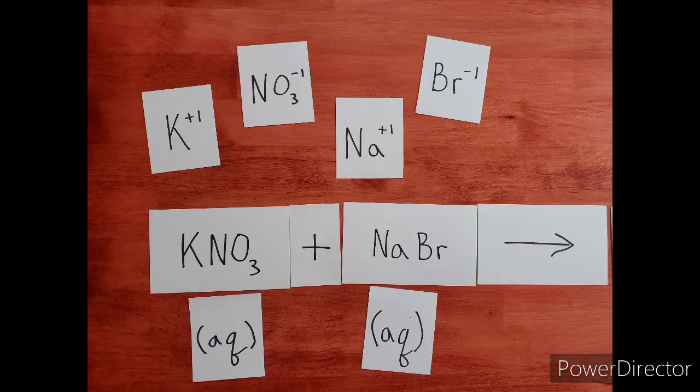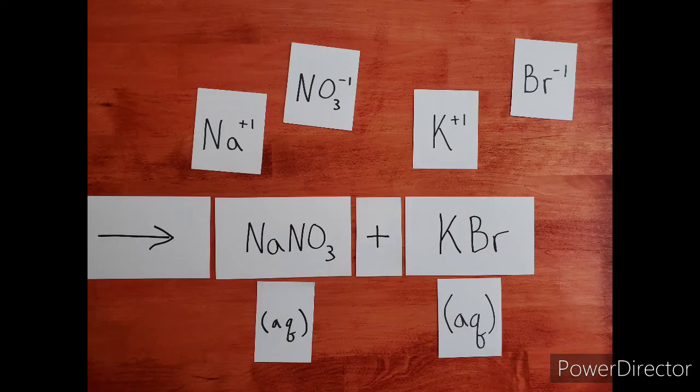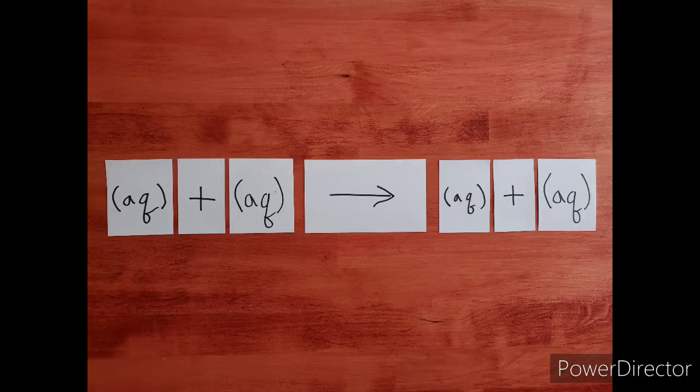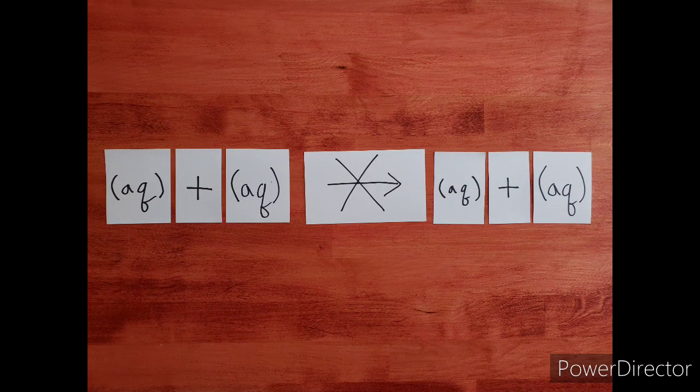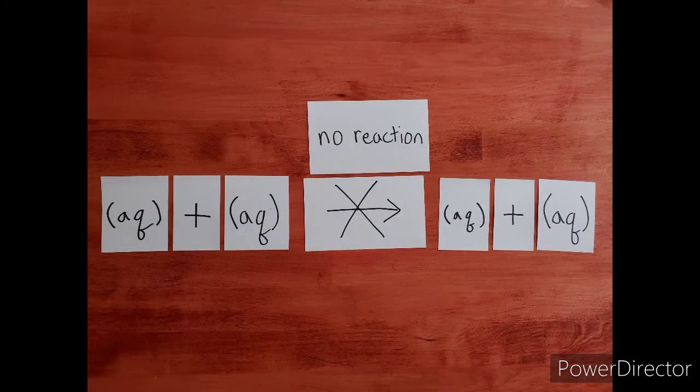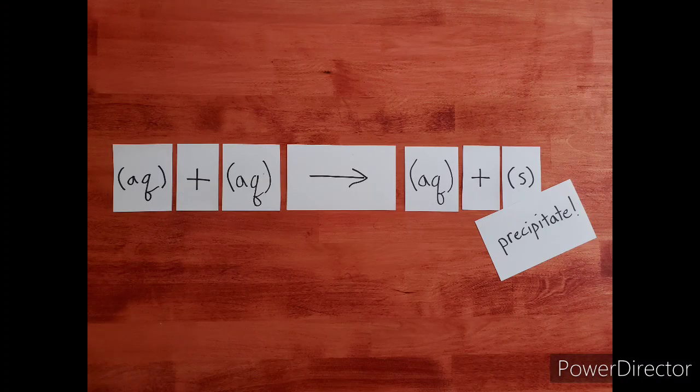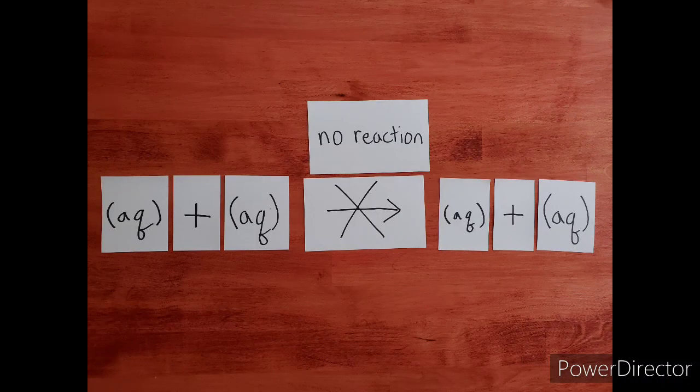But that means that beforehand, we just had these four ions floating around separate and independent from each other. And afterward, we have the same four ions floating around separate and independent from each other, which means that nothing really happened here. So we cross out the arrow and we write no reaction. And we'll do that every time we get two aqueous products during one of these reactions. So again, what we are looking for here, we always have to have a precipitate. Otherwise, no reaction actually occurred.